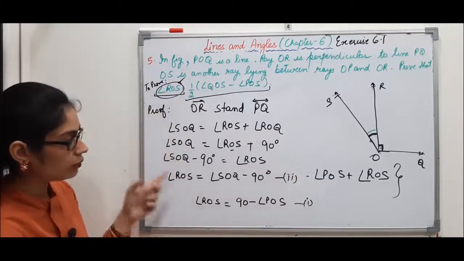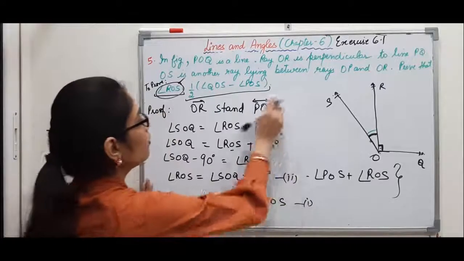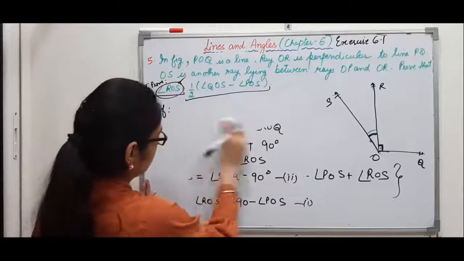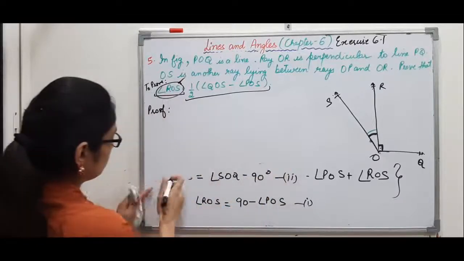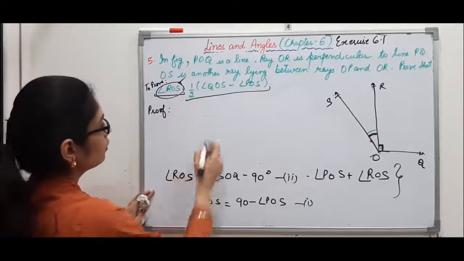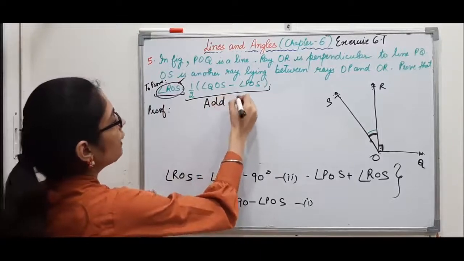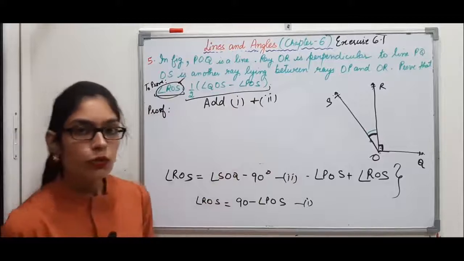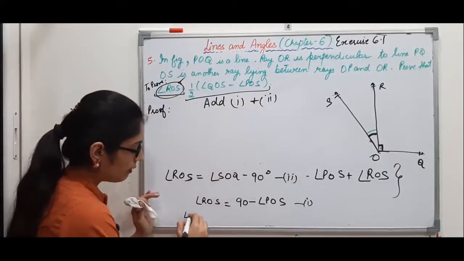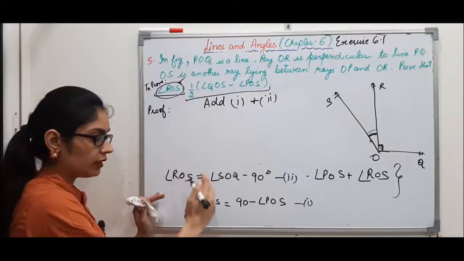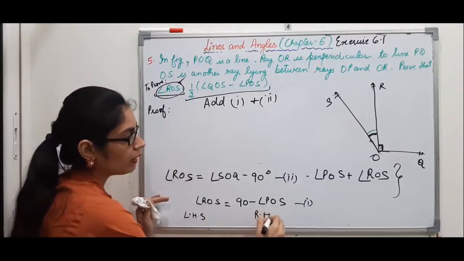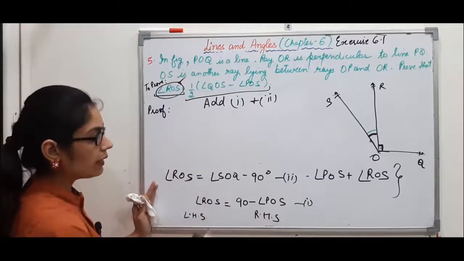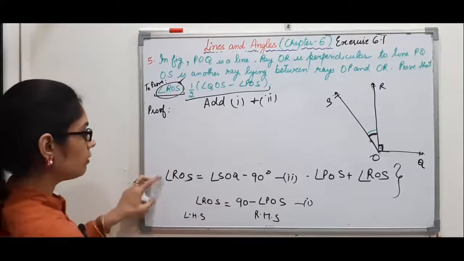Now we have the two values of angle ROS. So what we'll do, we'll add these 2 points. This is angle ROS. So add 1 and second. See, whenever you are adding two equations, you have to add left hand side of the equation to left hand side of the other equation and right hand side of one equation to right hand side of the other equation. See, these are the left hand side and these are the right hand side. So in this way we will do.